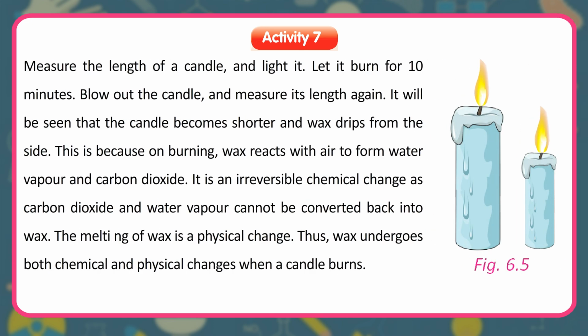Activity. Measure the length of a candle and light it. Let it burn for 10 minutes. Blow out the candle and measure its length again. It will be seen that the candle becomes shorter and wax drips from the side. This is because on burning, wax reacts with air to form water vapor and carbon dioxide. It is an irreversible chemical change as carbon dioxide and water vapor cannot be converted back into wax. The melting of wax is a physical change. Thus, wax undergoes both chemical and physical changes when a candle burns.